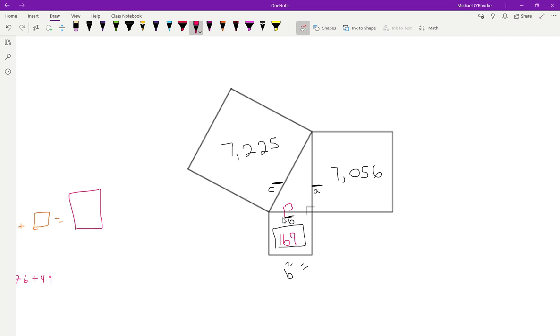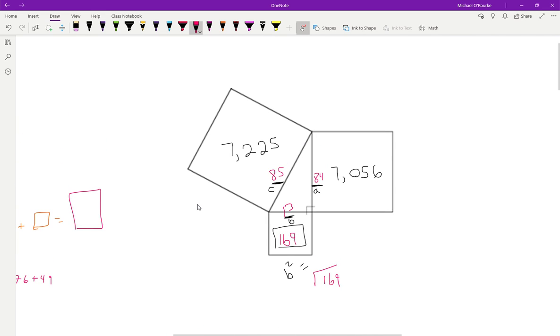Do I believe you or do I believe Amelia and Emma? Okay. How did you go from 169 to 13? Square root. Good. So the way we go from the area of this to here is we take the square root of that number, just like we took the square root of these ones, 84 and 85. Good.